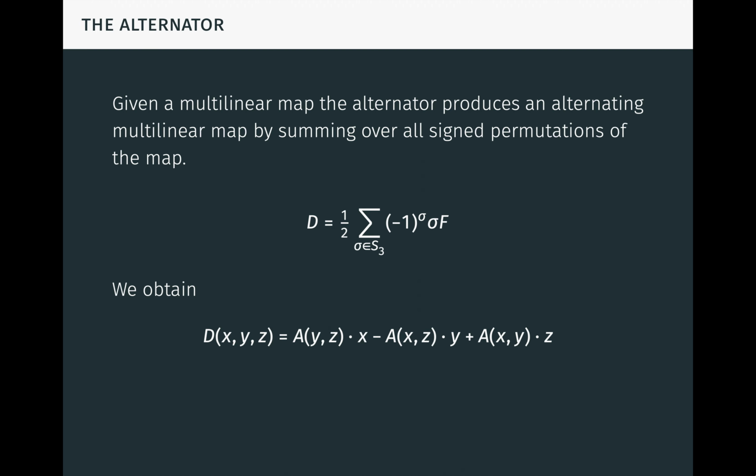It's also alternating. For example, if x and y are equal, then the last term vanishes, and the first two terms cancel each other out, as you should verify. The same is true if x is equal to z or y is equal to z. So D is a three-dimensional determinant map on R3.